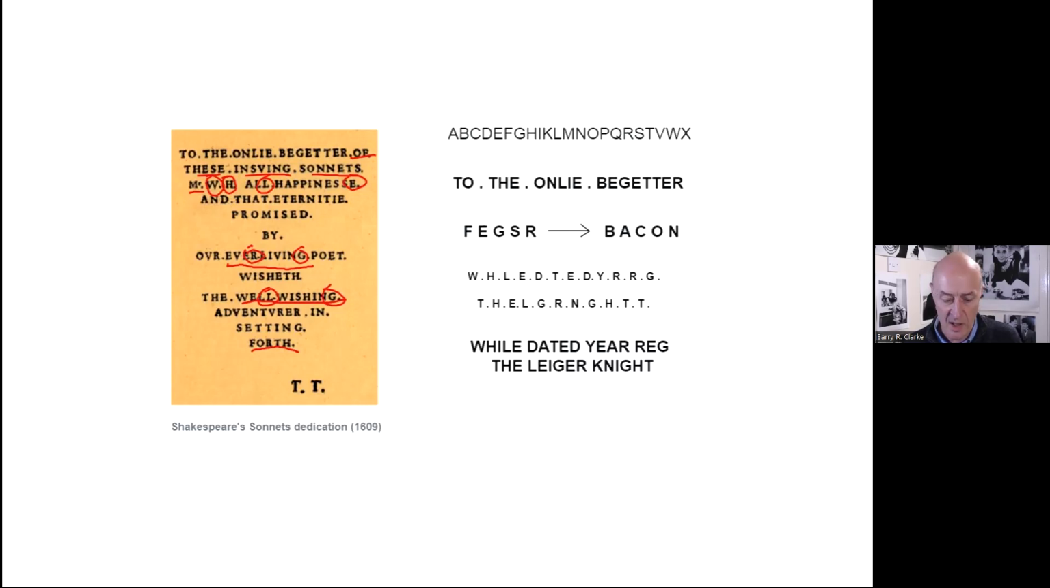Leisure, or leiger, was an ambassador who was resident at the seat of government, and the seat of government of the Virginia colony was in London. So Sir Francis Bacon was a leiger knight because he had been knighted in 1603. His name was on the Second Virginia Charter with about 50 others. And he lived in London, where the main office for the Virginia Company was. So he was a knight living in the seat of government. So the full solution reads, "to the only begetter Bacon, while dated year, which is 1609, registers the leiger knight."